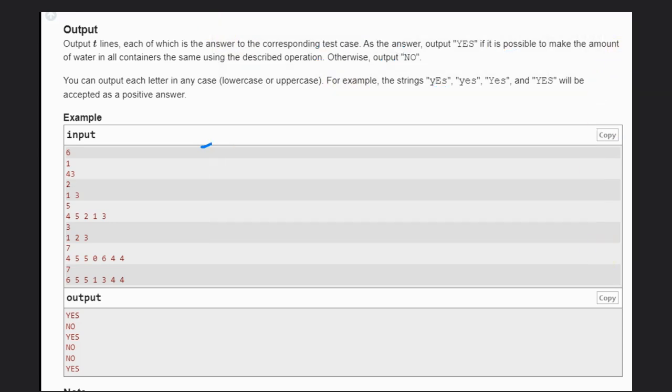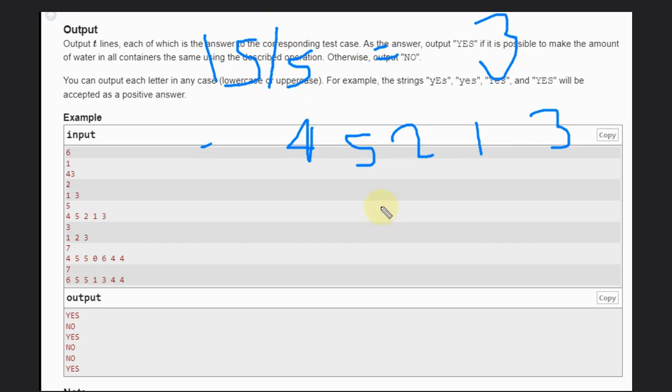So let's see a better case for understanding: 4 5 2 1 3. The total is 15, and 15 divided by 5 means we need 3 in each container. Let's suppose in the first container we keep 3, with 1 extra. The next has 5, so we keep 3 again, and the extra amount is 2 here, so the total extra amount is 3.